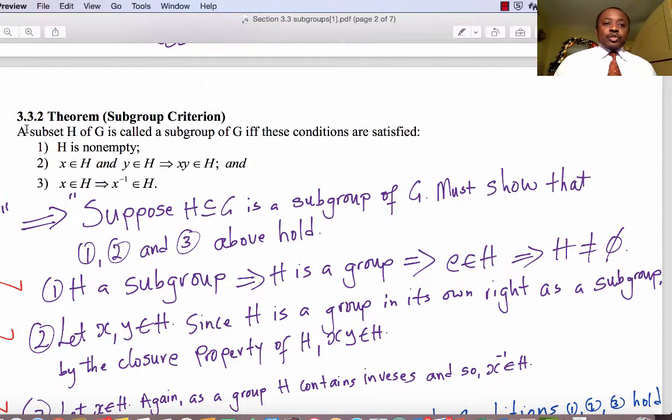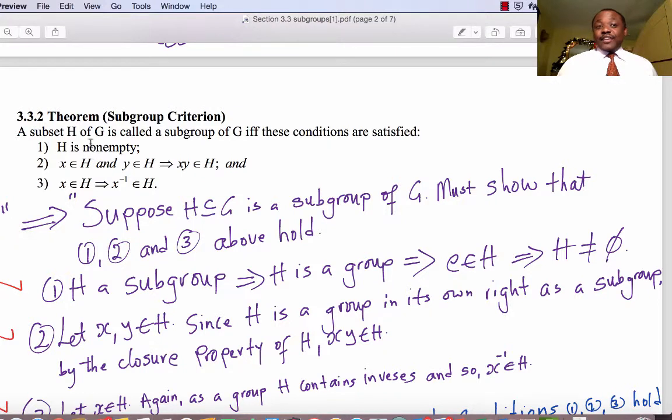Subsection 3.3.2 Theorem, which is also known as the subgroup criterion. That is, if you want to prove that a subset of a group is a subgroup, all you have to do is verify that these three properties hold for that subset H. What are the three properties? Number one, H is non-empty. Number two, for every x, y in H, xy is in H, that's closure. And number three, for every x in H, x inverse is in H, the existence of inverses in H.